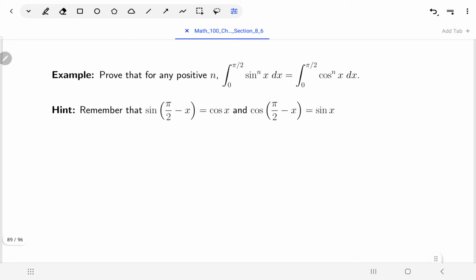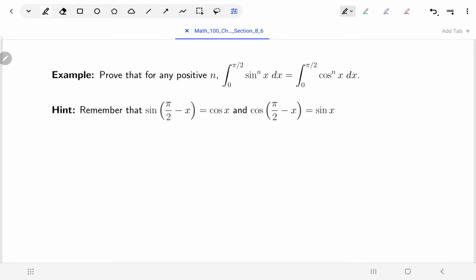So I guess the first thing I'm going to do here is take note of this hint. This is the complementary angle theorem for trig functions, telling you that sine of 90 minus x and cosine of x are the same thing. So this is sort of my plan on how I'm going to show these two things are equal.